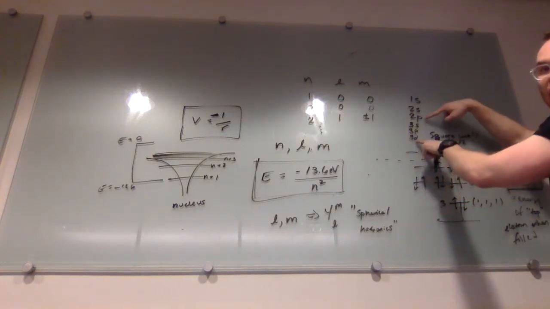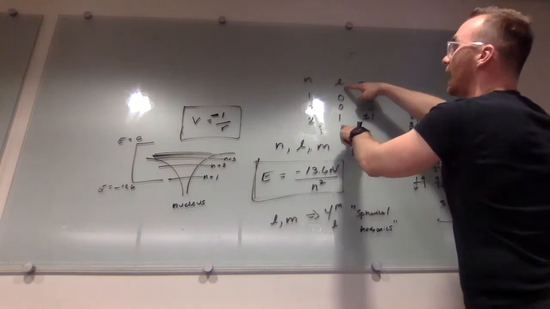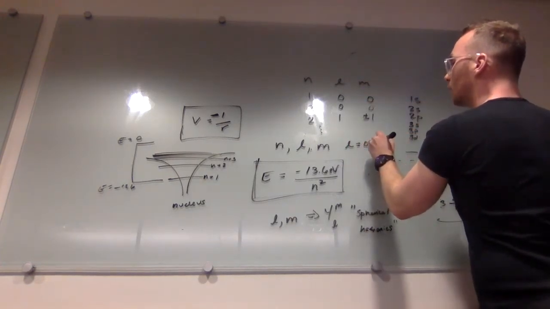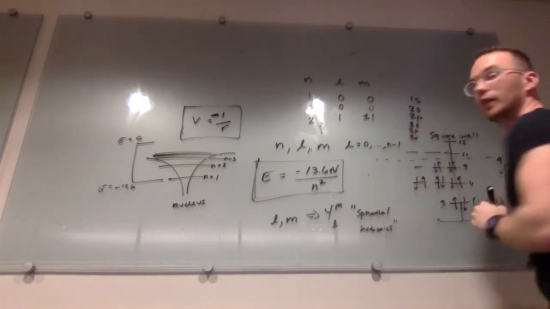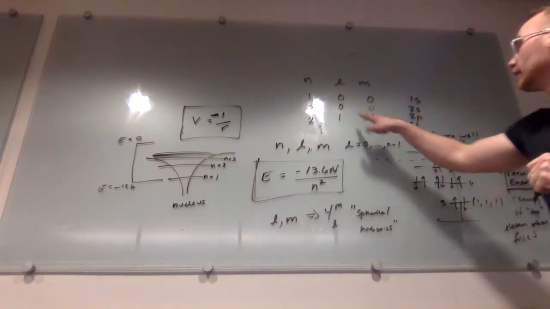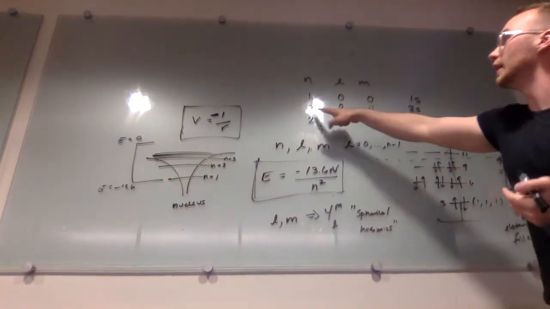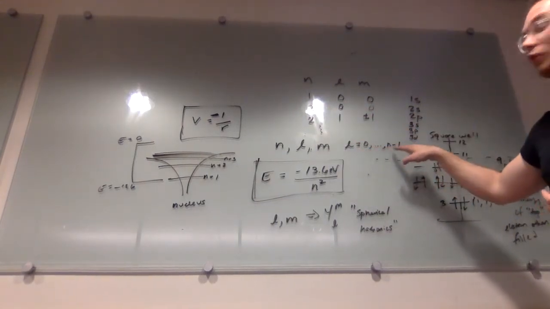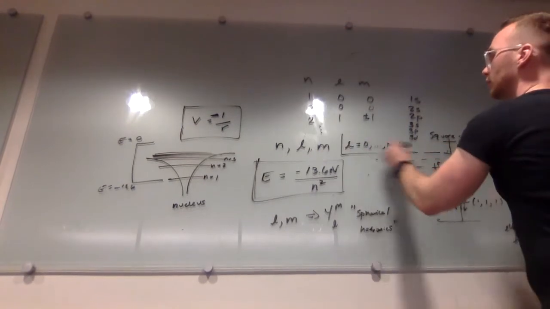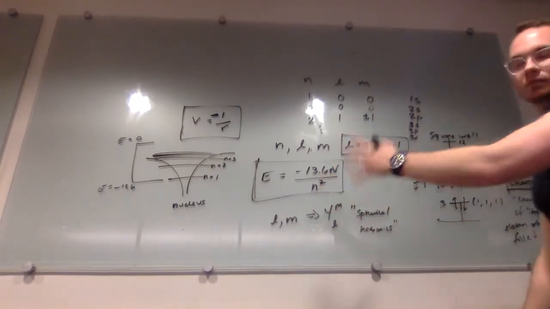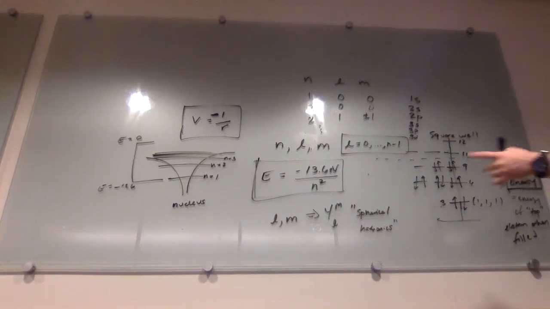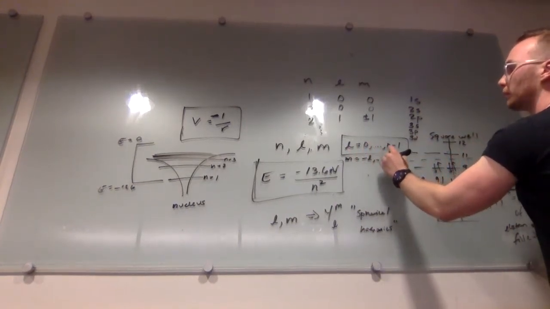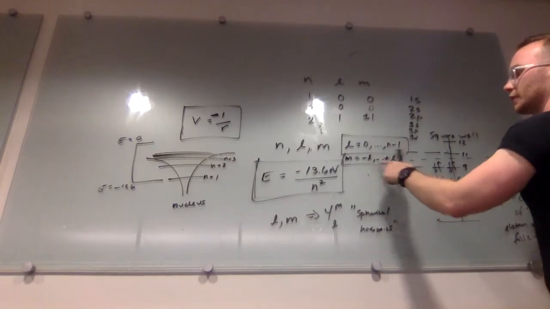Why do you get an extra letter each time you go up? That's because L goes from 0 up to n minus 1. So if n is 1, then 0 is the only answer. If n is 2, it can be 0 or 1. If n is 3, it can be 0, 1, or 2. This comes out of the spherical harmonics, a bunch of subtle math things. And m is minus L all the way to plus L. That's the range of m.